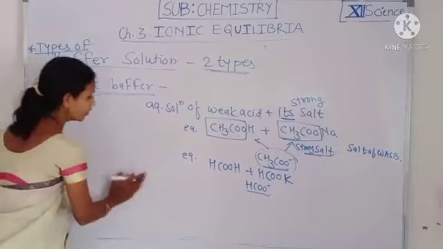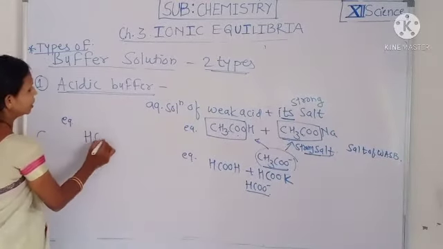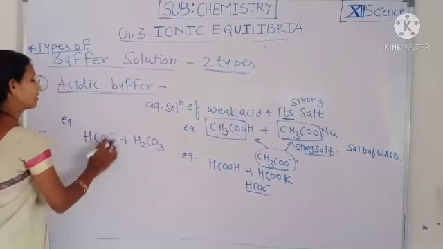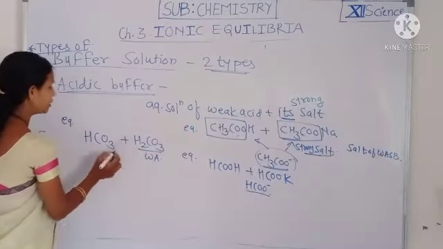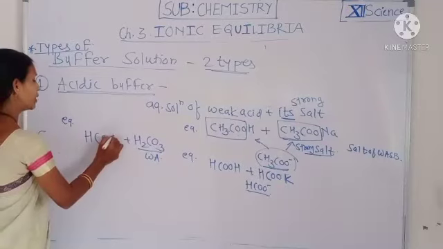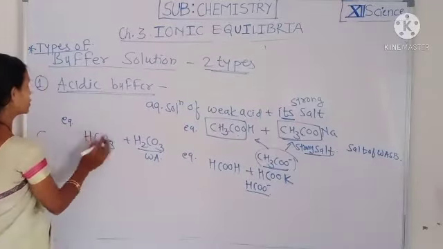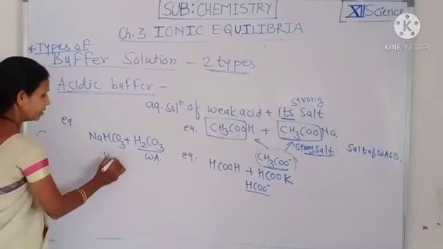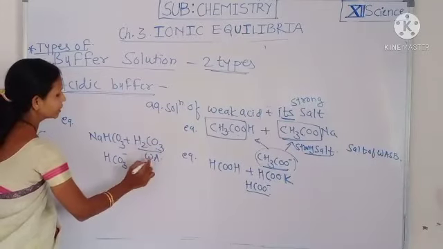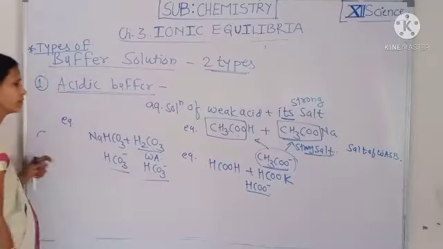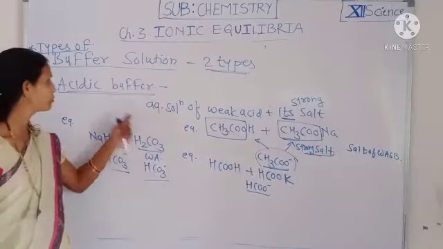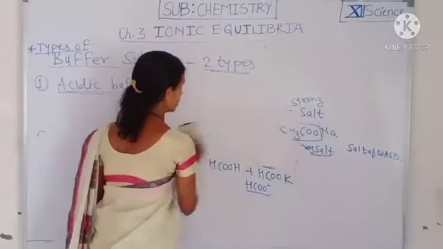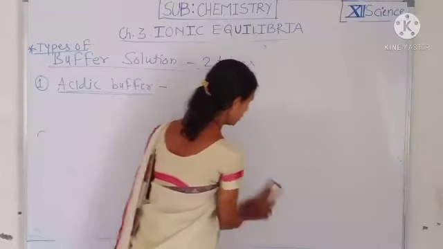Similarly, one more example of an acidic buffer is HCO3 minus ion plus H2CO3. That means see here, H2CO3 is a weak acid, carbonic acid, and NaHCO3 contains HCO3 minus, and the weak acid also contains HCO3 minus. Those are a few examples of acidic buffer, and now we will discuss the basic buffer by taking a few examples.